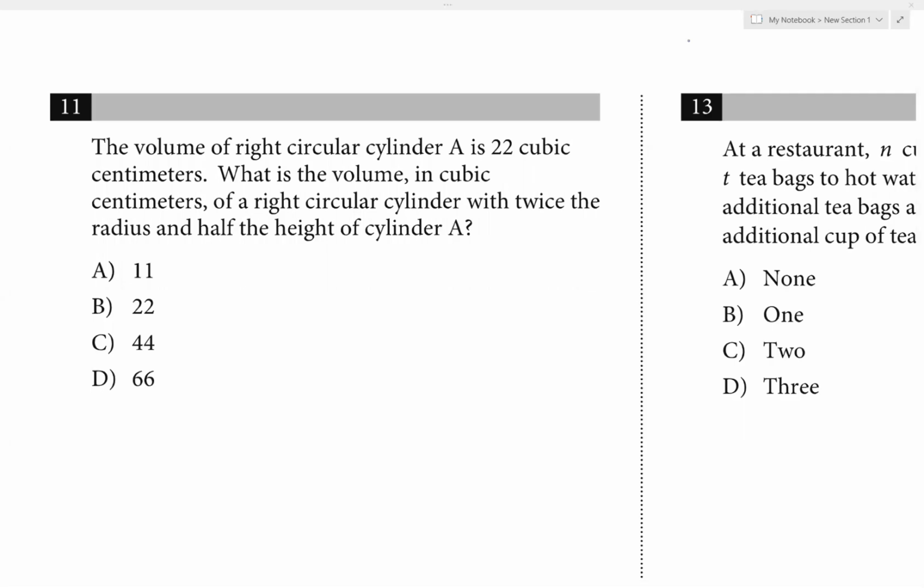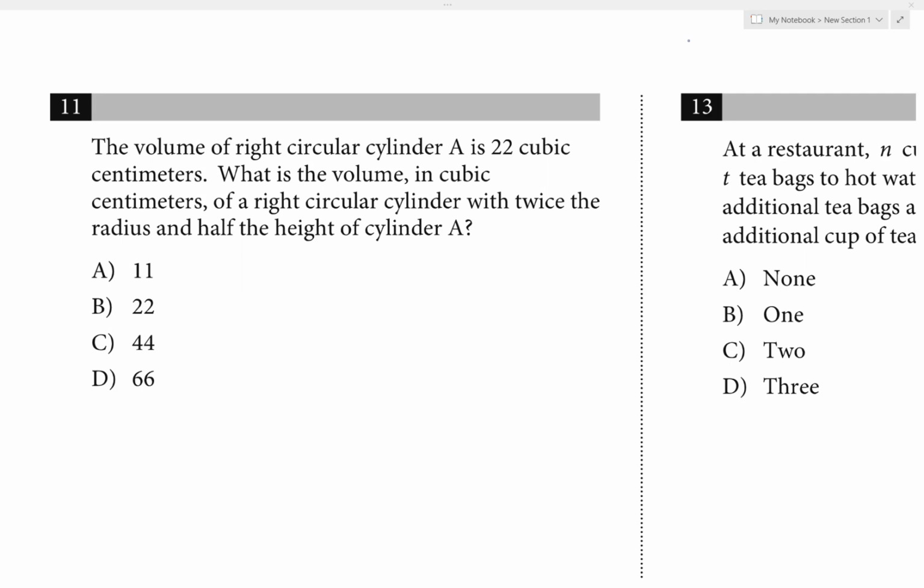Right, number 11. The volume of right circular cylinder A is 22 cubic centimeters. What is the volume in cubic centimeters of a right circular cylinder with twice the radius and half the height of cylinder A? Okay, so this is a geometry question, and we're talking about the volume of a cylinder.